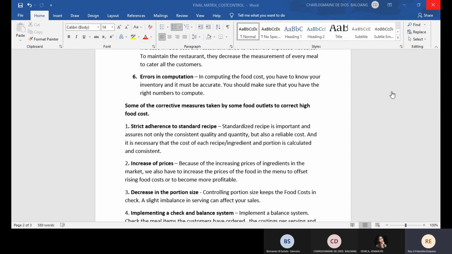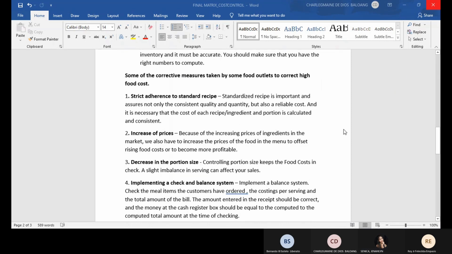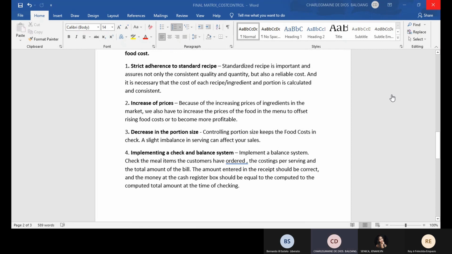Number two. Increase of price. Because of the increasing price of ingredients in the market, we also have to increase the price of the food in the menu to offset rising food costs or to become more profitable. Decrease in the portion size. Controlling portion size keeps the food cost in check. A slight imbalance in serving can affect your sales.